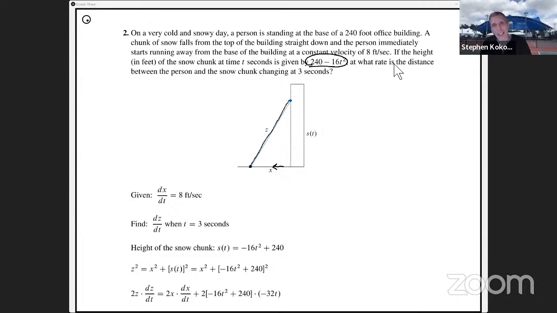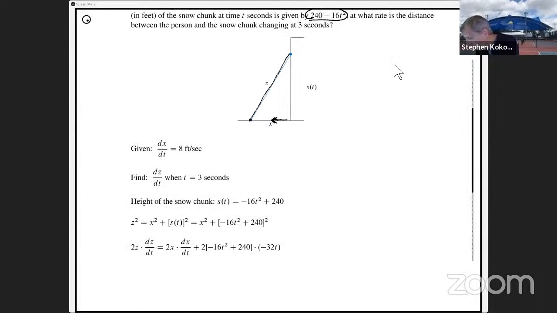I've got my picture here. I said I'd try to draw one so you can see the office building. S of t represents the height of the snow chunk at time t. And we know that dx/dt is equal to 8 feet per second. That's the rate at which this person is running in that direction. So I need to find dz/dt when t is equal to 3 seconds. All right, let me arrow up here a little bit, see if I can get this to work. Hey, how about that? Here we go.